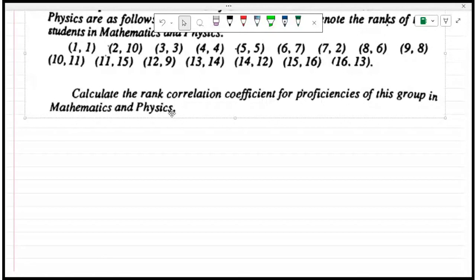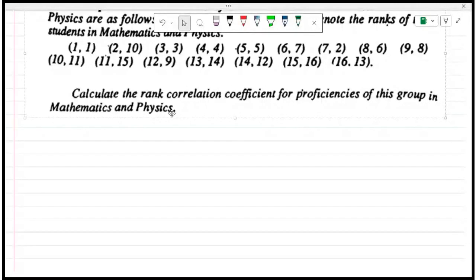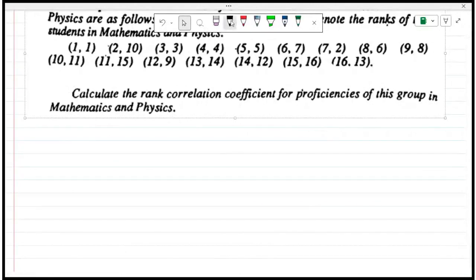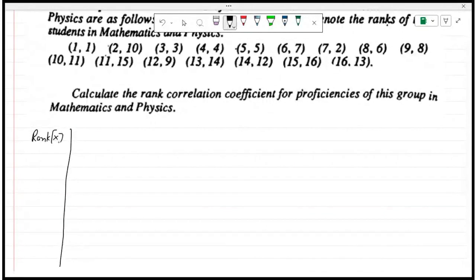So basically they want to know, is there any relation between excellence in mathematics and excellence in physics? Like if some student is good in mathematics, on the basis of this data, can we say he is also good in physics? If some student is good in physics, can we say he is also good in mathematics? This we want to find. Okay. So this is a very simple problem. First of all, we will write rank of x, you can say math for x and physics for y, anything you can say. Then we will write rank of y, or you can say rank of physics.